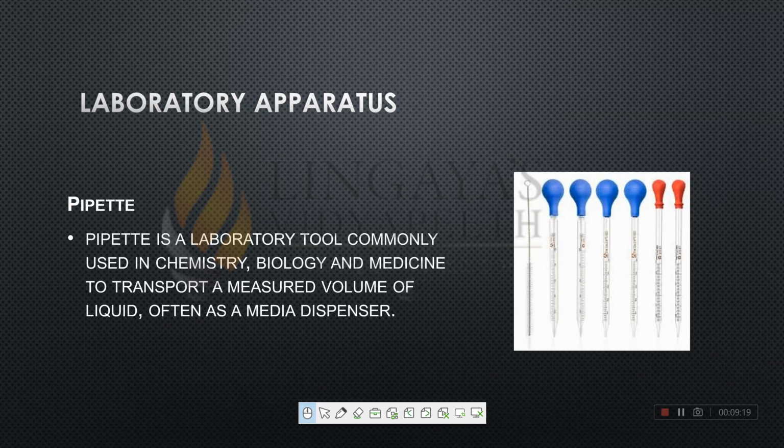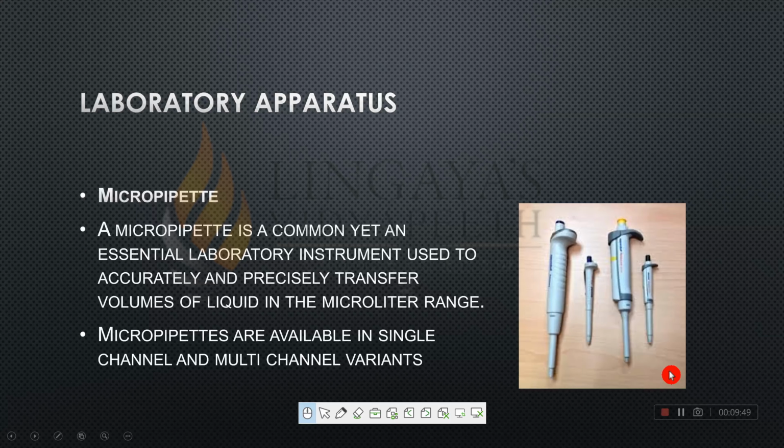Now the next one you can see in the picture is the pipette. A pipette is a laboratory tool commonly used in chemistry, biology and medicine to transport a measured volume of liquid, often as a media dispenser also. Glass pipettes or plastic pipettes are also available nowadays. These are used to measure a small volume of liquid that has to be transferred. So a pipette is used for transferring a small volume of liquid.